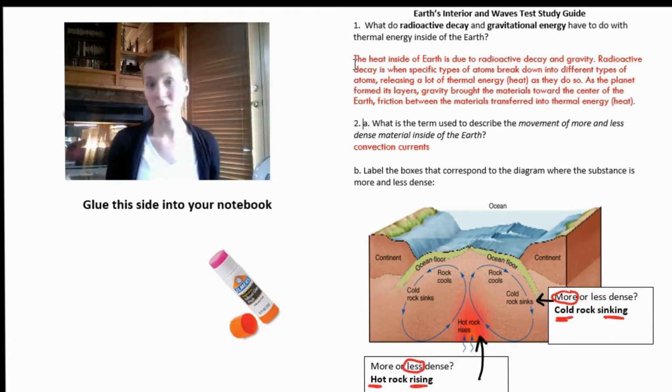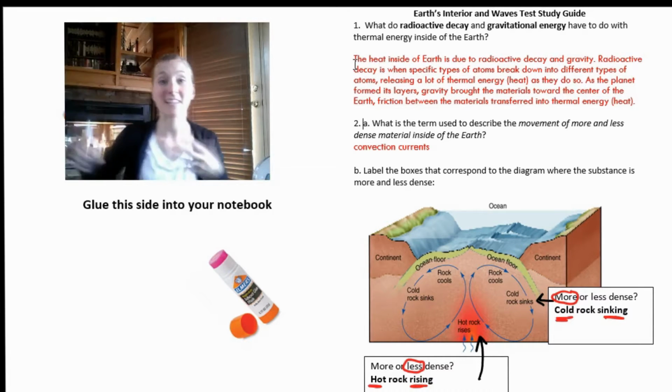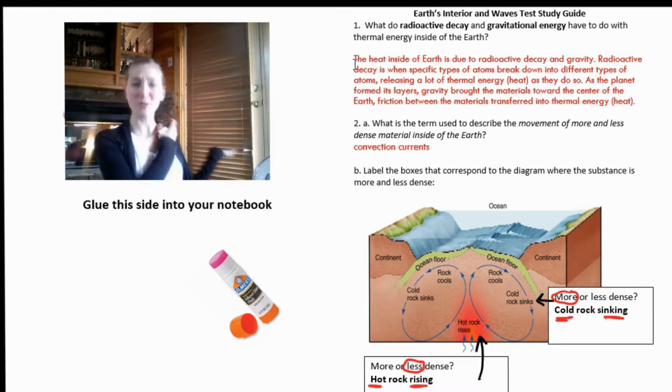So the first thing is, well, what are gravitational energy and radioactive decay? Radioactive decay is when an atom breaks down. Some specific types of atoms, and you can, if you're curious, look them up, will break down in little parts, their protons fly away, and a ton of energy is released. And in doing that, it creates thermal energy, much like this cozy fire.